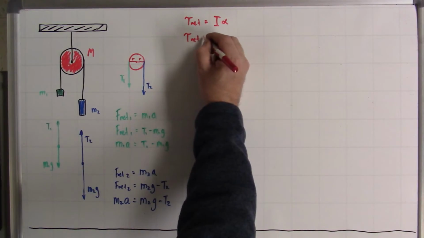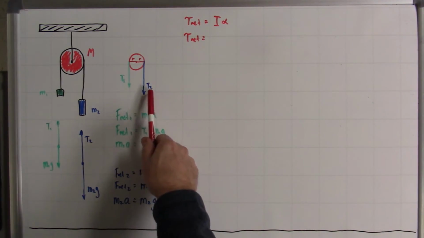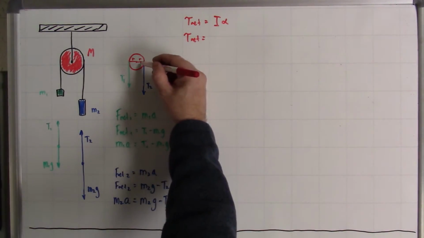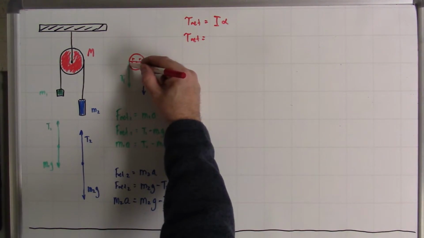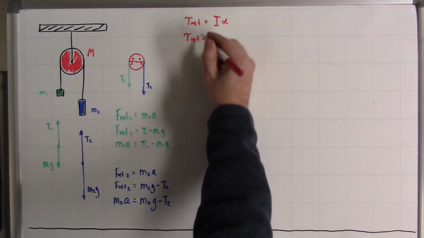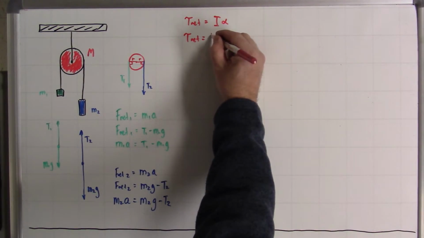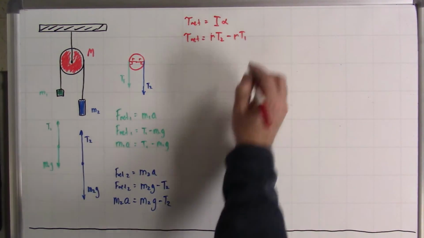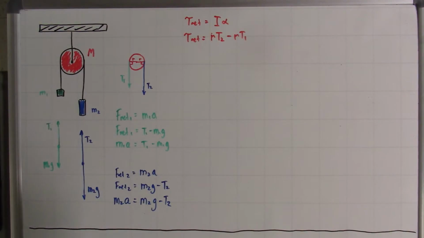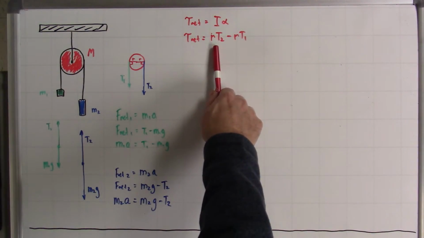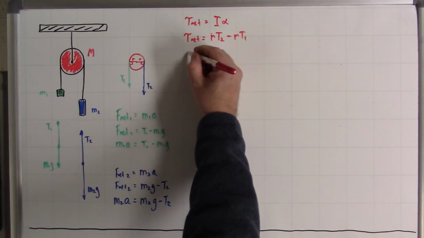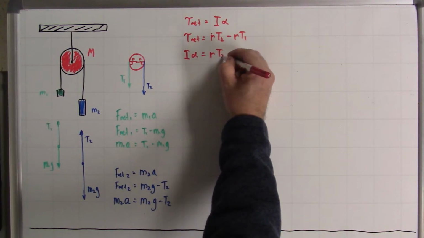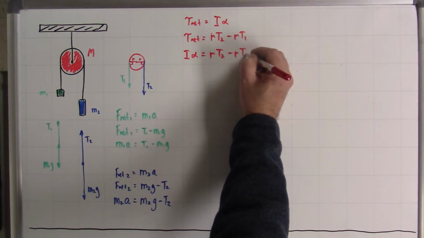If I express the net torques on here, I know that the T2 supplies a torque and the T1 also supplies a torque. And what's nice is those are at 90 degrees to the radius vector. So basically, I have RT2 minus RT1. This means that you have the torque provided by T2 minus the torque provided by T1. If I set these equal to each other, I alpha is equal to RT2 minus RT1.